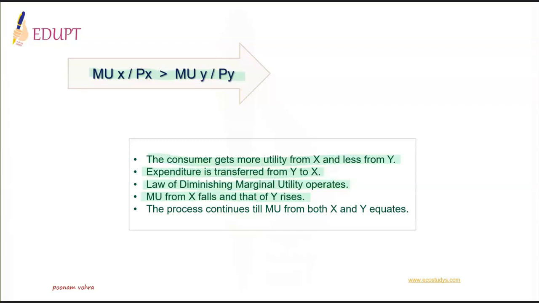The consumer would continue to buy more of X till the ratio of marginal utility to price of X is equal to the ratio of marginal utility to price of Y. When the ratio of marginal utility to price of X is equal to the ratio of marginal utility to price of Y, then the consumer gets the same marginal utility per rupee and he has no reason to further reallocate his income on the two goods he consumes.